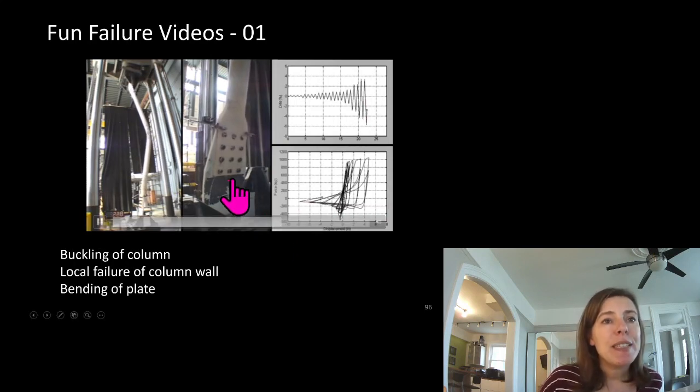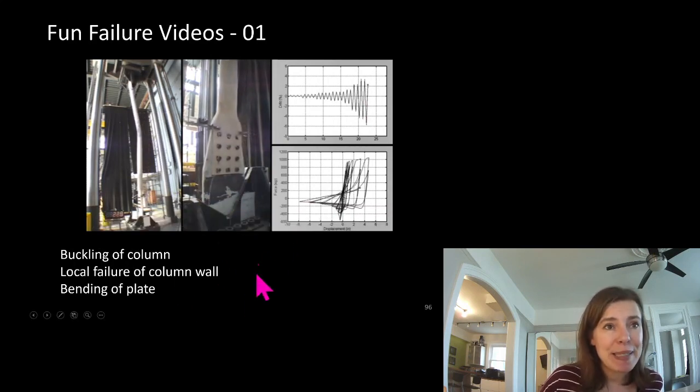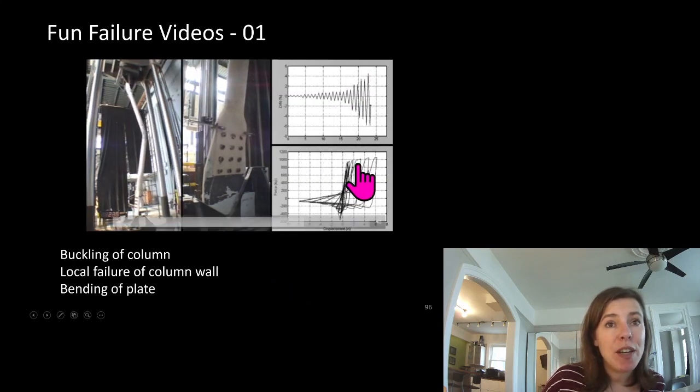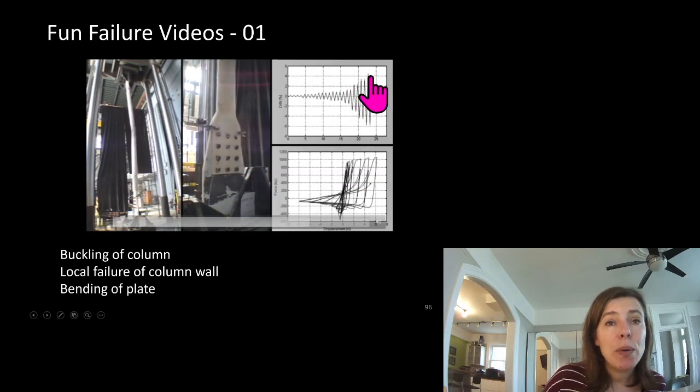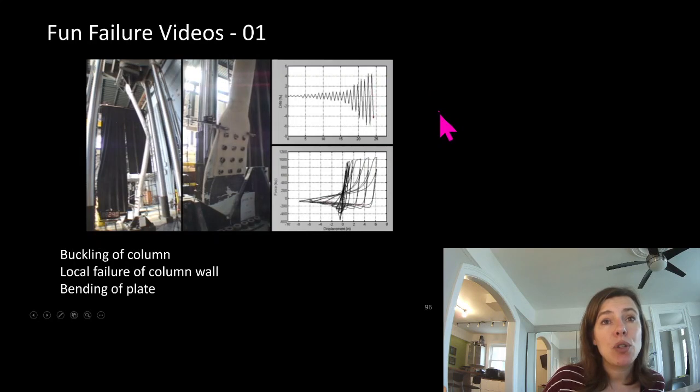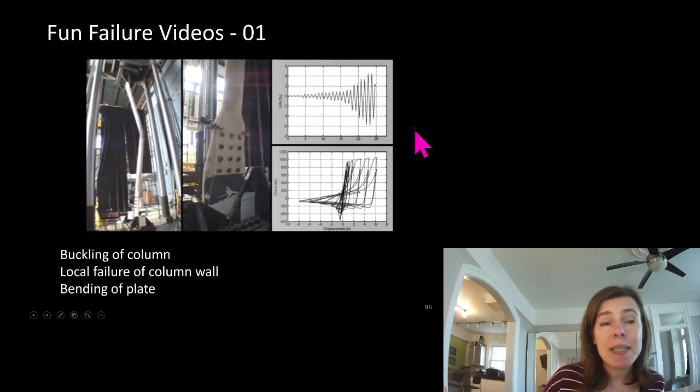So you can see here that it's actually flaked off all the paint because it's bent so much. And you can see that it's deflecting more and more and more each time. And you can see that's how much load it's taking. It was taking more load each time. And now it's kind of hit its limit of how much load it can take. But it still hasn't failed yet.